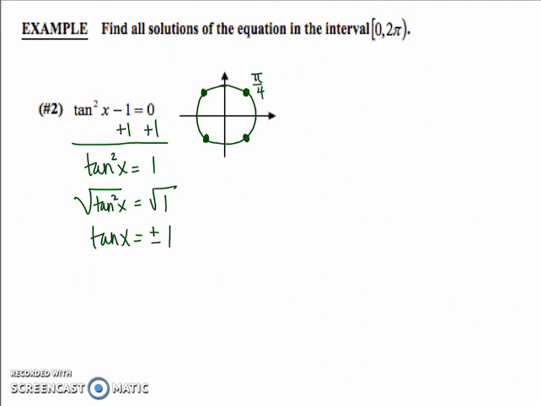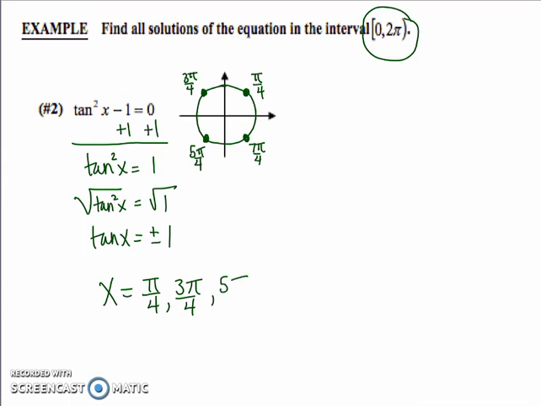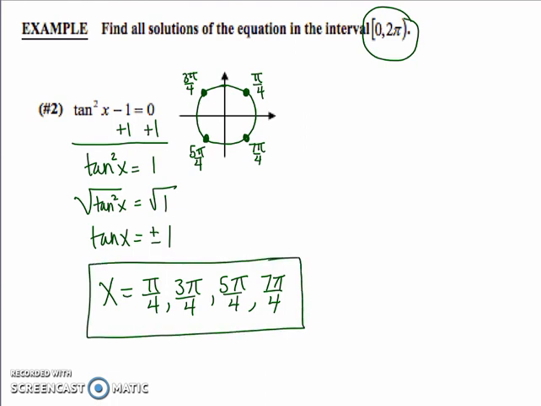Let me write these down for you. Pi over 4, 3 pi over 4, 5 pi over 4, and 7 pi over 4. So the answer to my problem here is all 4 of those, because again, we're looking at where does tangent equal either positive 1 or negative 1 on one revolution of our unit circle. So pi over 4, 3 pi over 4, 5 pi over 4, and 7 pi over 4.